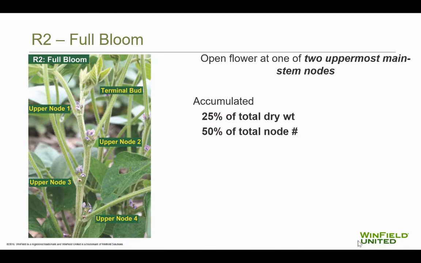As we get to R2, that's full bloom, we have only accumulated about 25% of the biomass in the plant, only half of the nodes on that plant. So when we think about corn, we often talk about a grand growth stage of corn, and that's when it goes from knee high. Often we think of the reproductive window, tassel. But in soybeans, we do have a grand growth stage, but that grand growth stage begins really at full bloom, flowering, where we're going to start accumulating massive amounts of biomass. And with that massive amount of biomass production comes a big appetite.